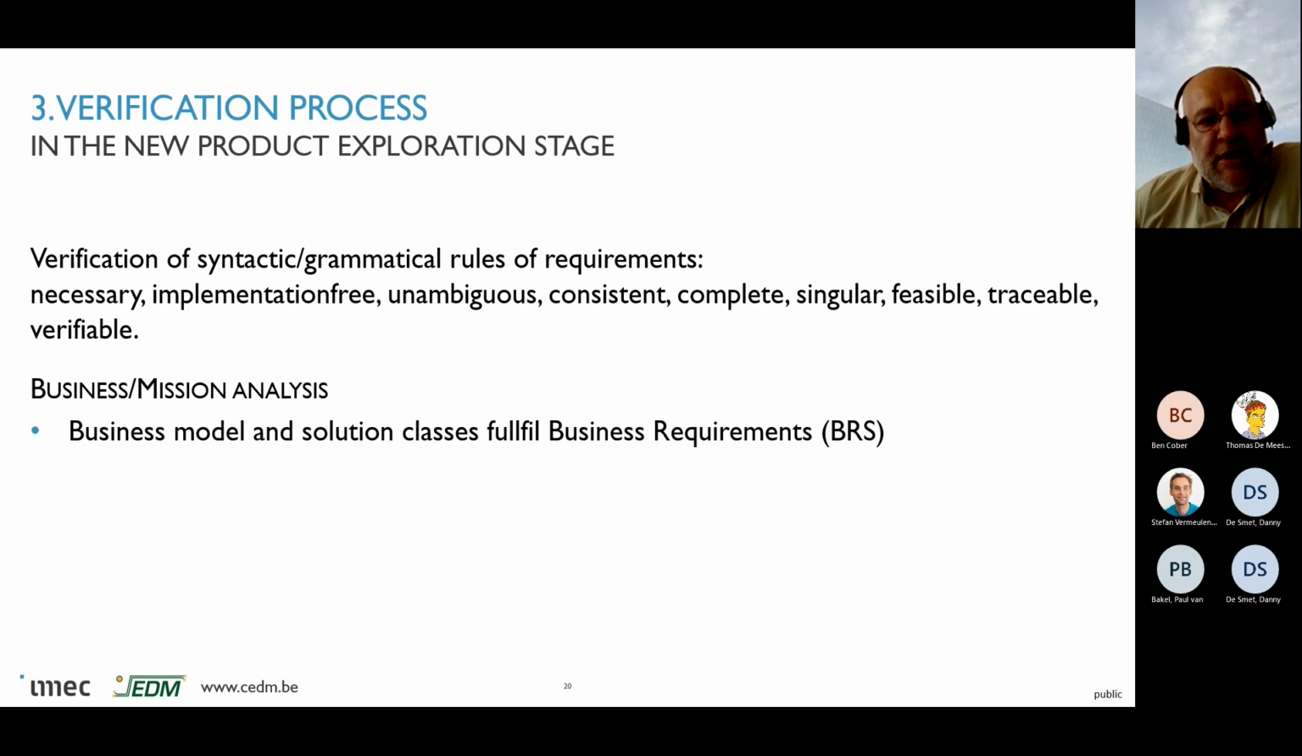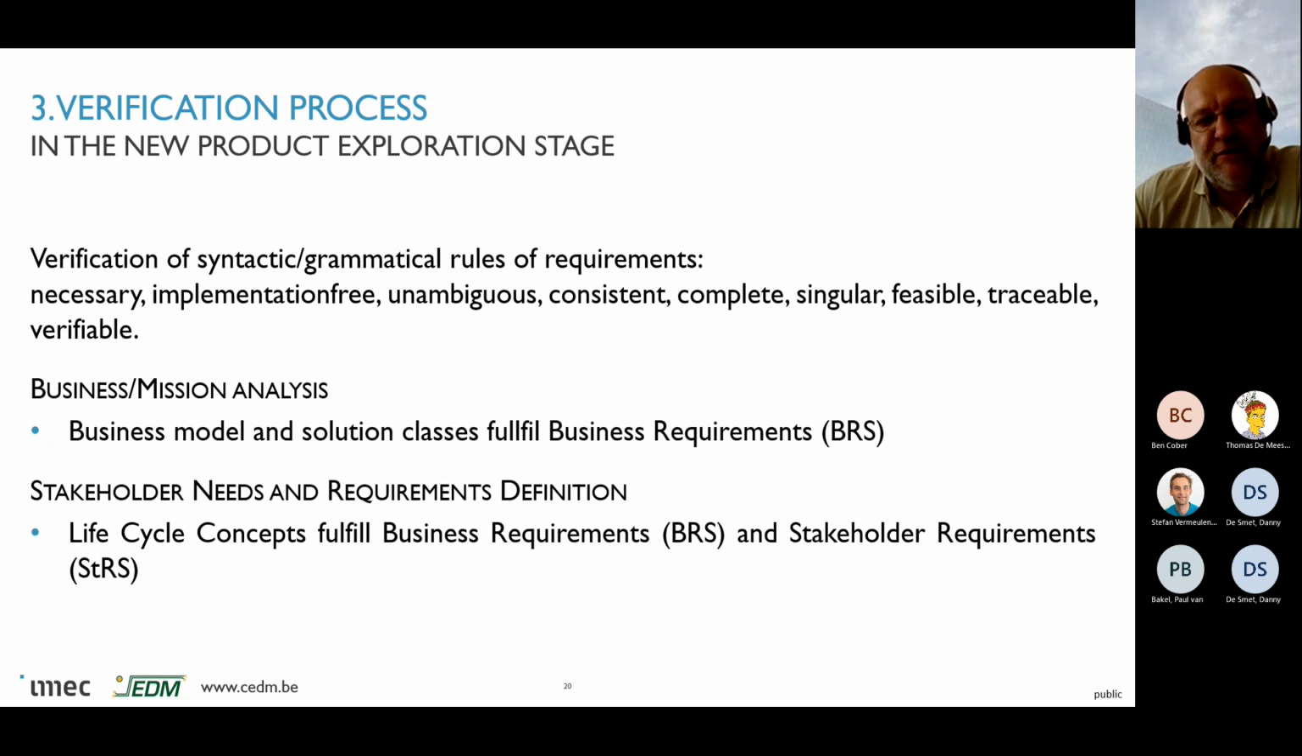In the business mission analysis, we are establishing business requirements. Apart from that, we look at the business models and the solution classes. So we have to check the proposals for business model and solution classes, whether or not they fulfill the business requirements we have established. And something similar in the stakeholder needs and requirements definition, where we establish life cycle concepts, and again, they have to fulfill the requirements for business and the stakeholder requirements.